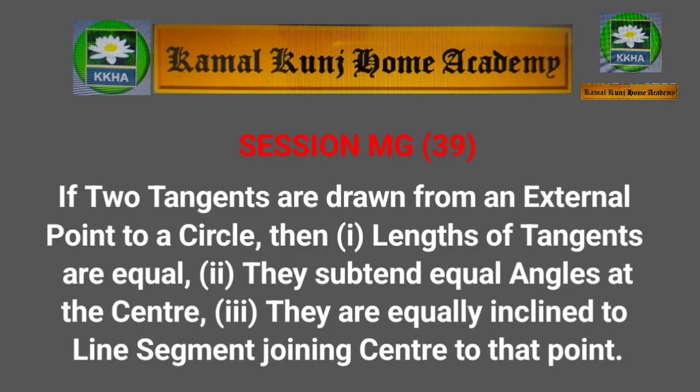In this session, we will discuss a theorem according to which if two tangents are drawn from an external point to a circle, then they subtend equal angles at the center of the circle. Their lengths are equal and they are equally inclined to the line segment joining center and the external point.